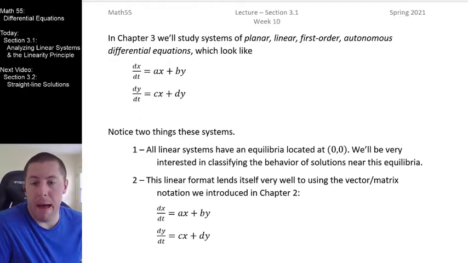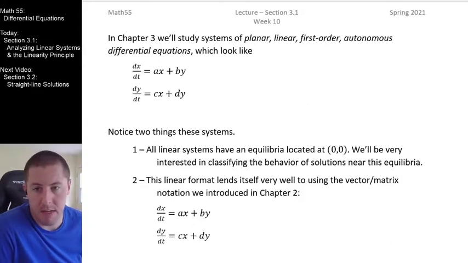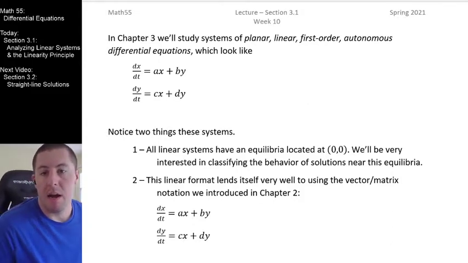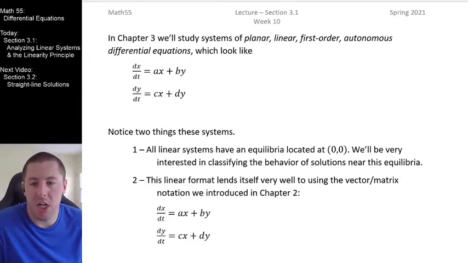We've got a whole lot of math that we're going to do here, but one of the interesting things about this chapter is that we're going to be avoiding actually doing calculus with our math at all costs. We're actually going to do a whole lot of simple linear algebra this chapter. In chapter 3, what we're going to be studying is systems of planar, linear, first order, autonomous differential equations.